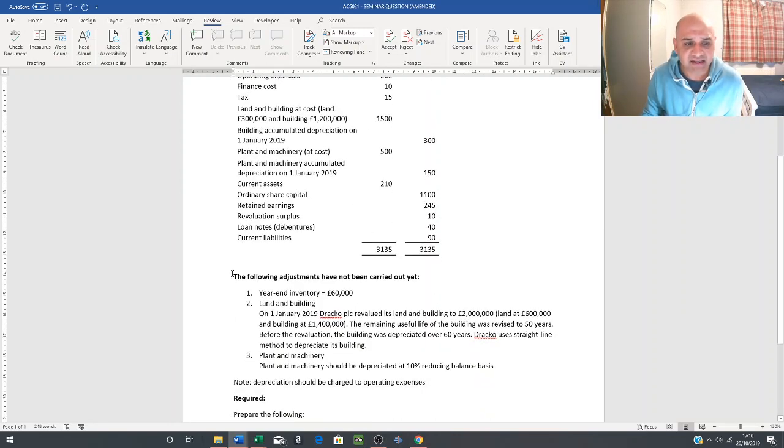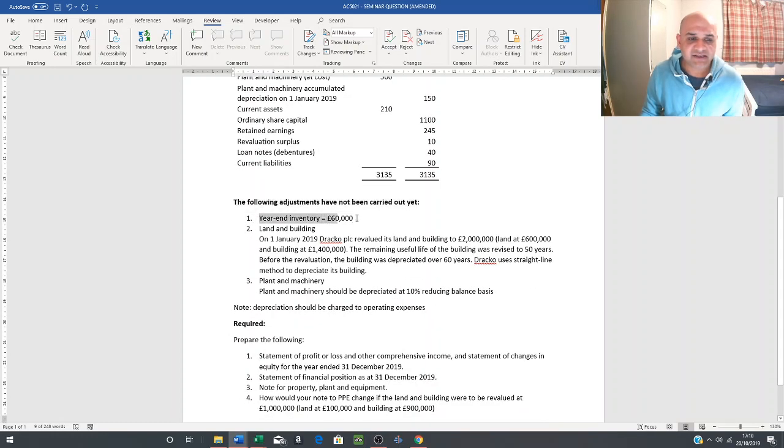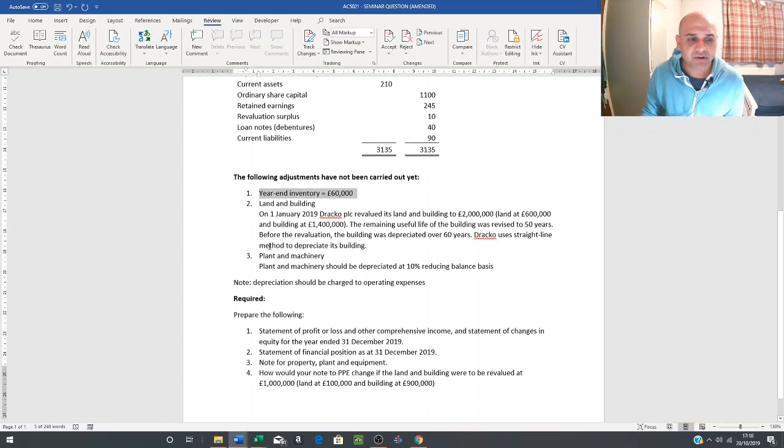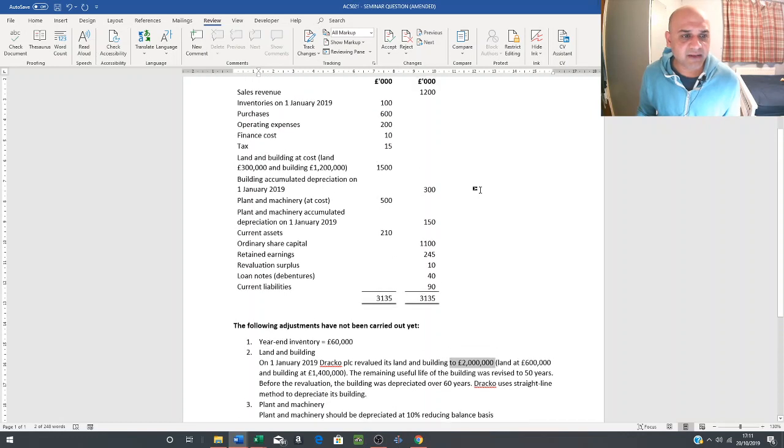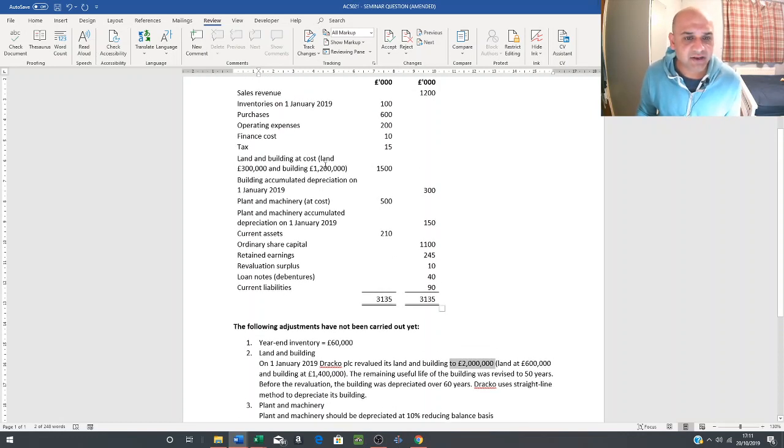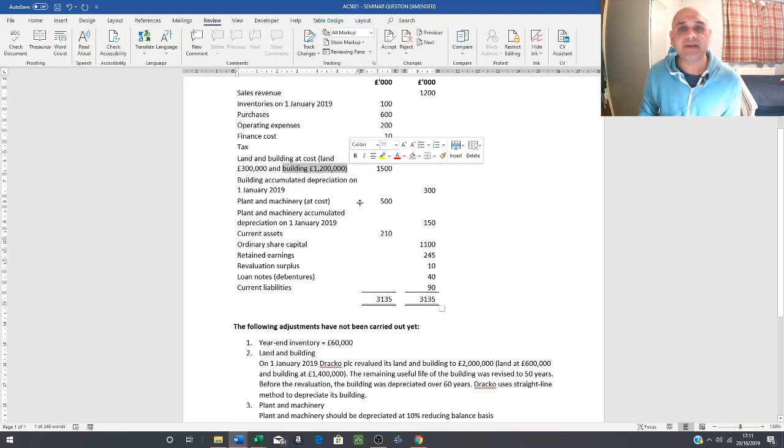I'm more interested in the adjustments for the year end, because they include the adjustments on PPE, property, plant and equipment. The first adjustment is that the year-end inventory is £60,000. We need to account for it, and we will. Then we have land and building. What's going on in land and building? Let's have a look. On 1st January 2019, Draco PLC revalued its land and building to £2 million. In the trial balance, we have been given the value of the land and building: 1,500, or 1.5 million, working in thousands by the way. So the 1.5 million includes £300,000 worth of land and £1.2 million worth of building.